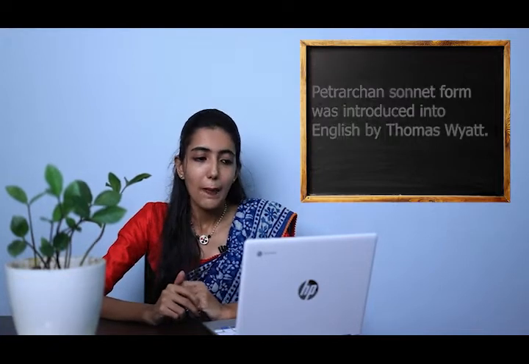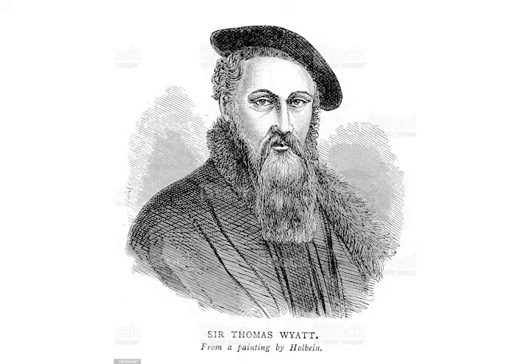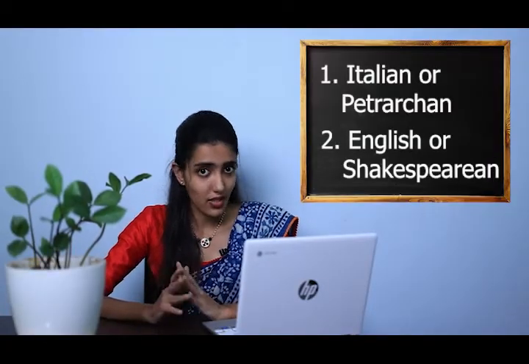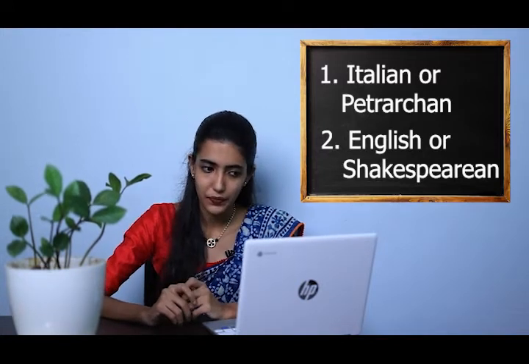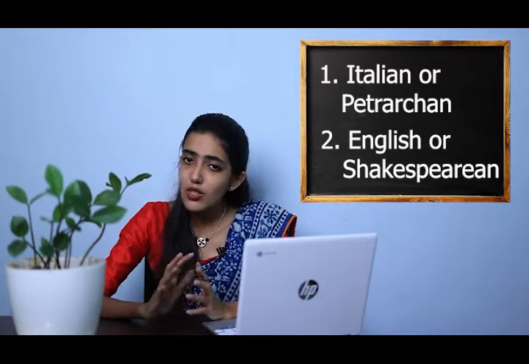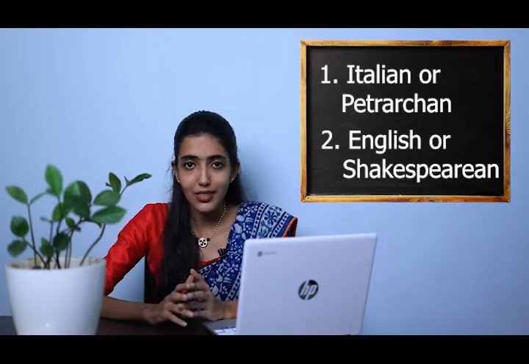Most of the poems in this sonnet collection describe the beauty of his lover Laura. Petrarchan sonnet form was introduced into English by Thomas Wyatt. In English poetry, there are 2 kinds of sonnet. First one is Italian or Petrarchan sonnet, and second one is Shakespearean sonnet or English sonnet. So these 2 sonnets took their names from the greatest poets, Petrarch and Shakespeare, as we all know.